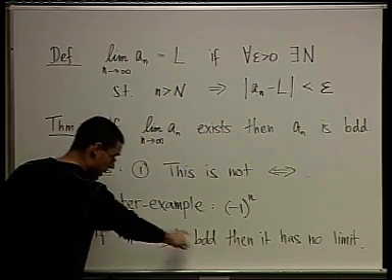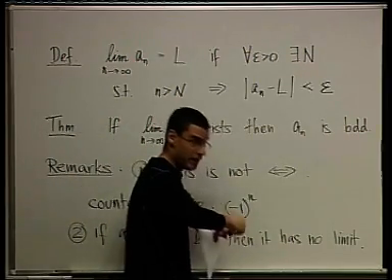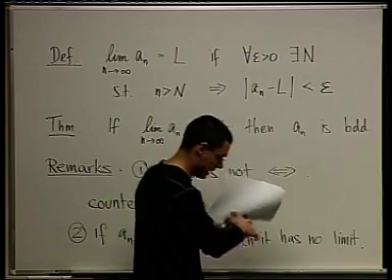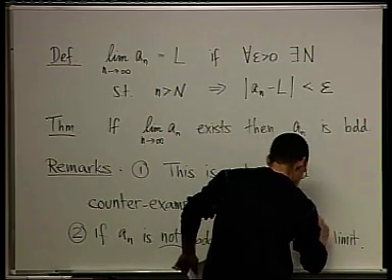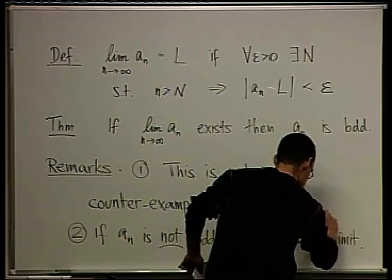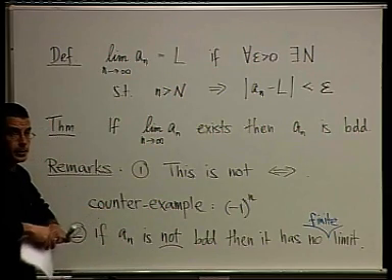And therefore, if it's not bounded by this theorem, it doesn't have a finite limit. It could have a limit infinity, but we didn't define that yet. So let's emphasize this here. Has no finite limit. Okay, is this clear?